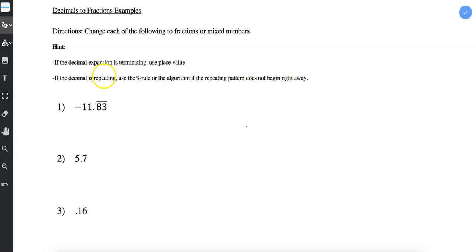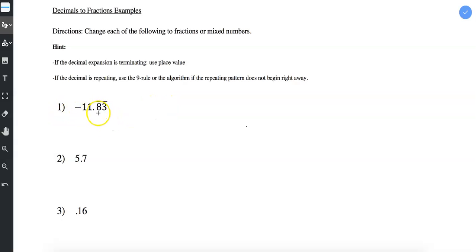So just as a reminder, if the decimal expansion is terminating, you use place value. If the decimal is repeating, you use the 9 rule or the algorithm if the repeating pattern doesn't begin right away. So take a look at example 1.